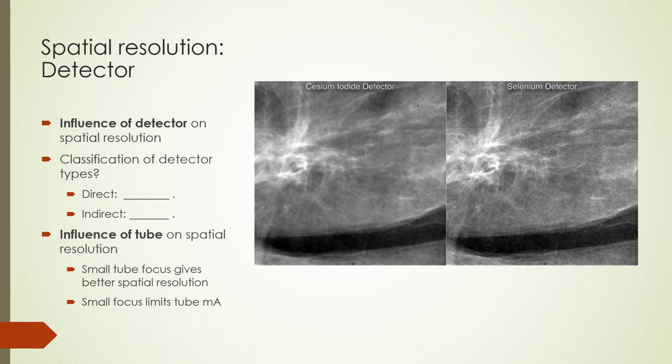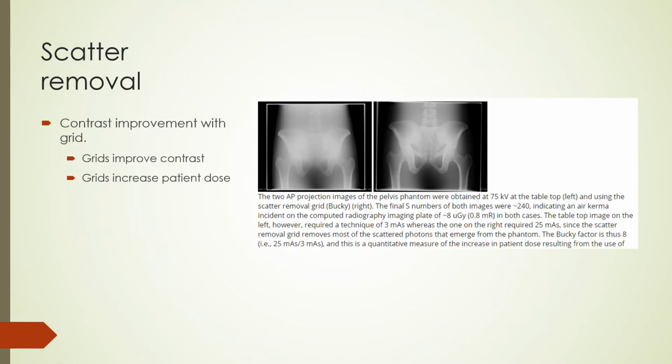An example is when looking for fractures of the hands and feet, the small focus will be selected. On this image, scatter removal with grid is shown to improve contrast. The Bucky factor is 8 on this image. Higher grid ratios will remove more scatter but at the expense of more dose because of higher Bucky factors. The left image is acquired without grid and the right image is acquired with grid in place. More scatter removal is achieved with grid than without grid.